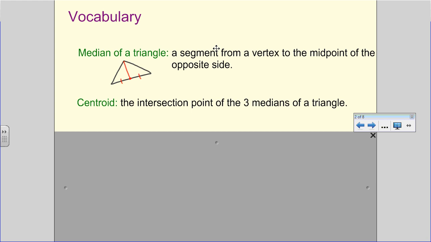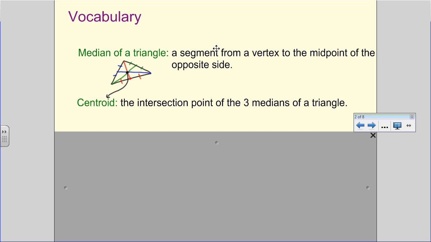So if I were to draw in all three medians, so vertex to opposite side, right? Two segments as being congruent, draw in that third one. This point right here is what we call the centroid.